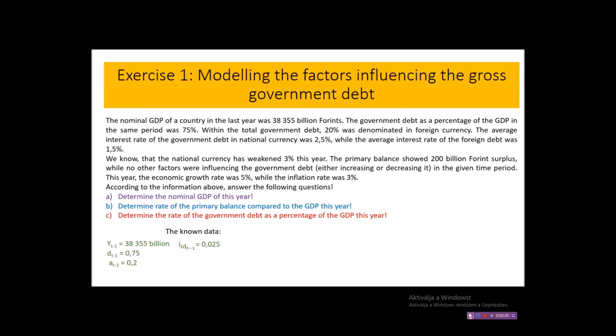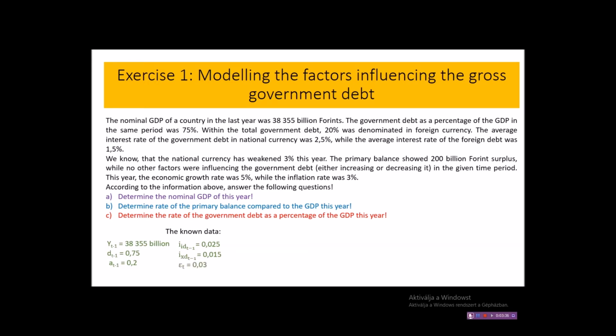i id t minus 1 refers to the average interest rate of the government debt in national currency at the end of the previous time period, which is now 2.5% or 0.025. Just to repeat, i refers to interest, id refers to internal debt, and t minus 1 refers to the last year. On the other hand, the average interest rate of the government debt in foreign currency was 1.5%, which we will mark with i xd t minus 1. i is again interest, xd is external debt, and t minus 1 refers to the last year. So this was 1.5% or 0.015.